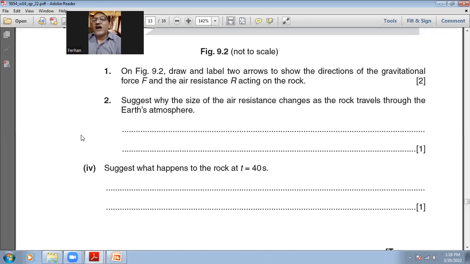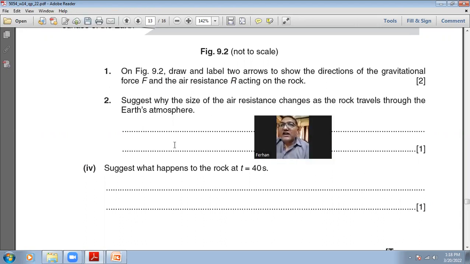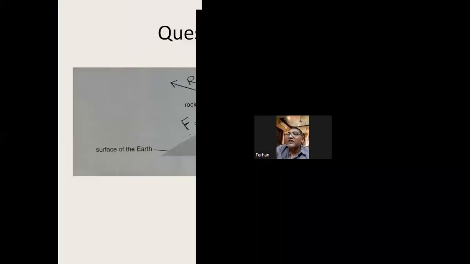Okay, so the next part is, he says, suggest why the size of the air resistance changes as the rock travels through the Earth's atmosphere. You see, as the rock travels through the Earth's atmosphere, the speed of the rock is changing, because one factor on which the air resistance experienced by a body depends is the speed of the body. So because the speed of the rock when it enters the atmosphere of the earth is continuously changing, the air resistance experienced by the rock will also be changing. So let me show you my written answer. I hope you understand my description.